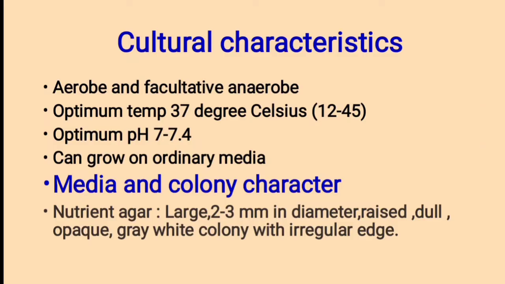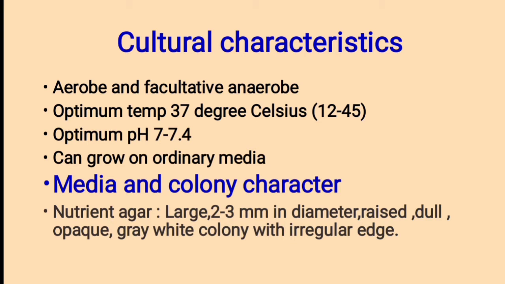Then cultural characteristics. Bacillus anthracis is aerobe and facultatively anaerobe. The optimum temperature is 37 degrees Celsius. The temperature range is between 12 to 45 degrees Celsius. Then optimum pH is 7 to 7.4 and it can grow on ordinary media.